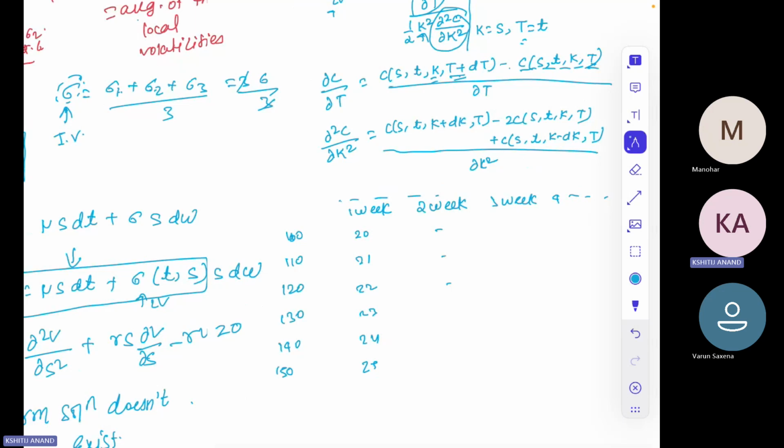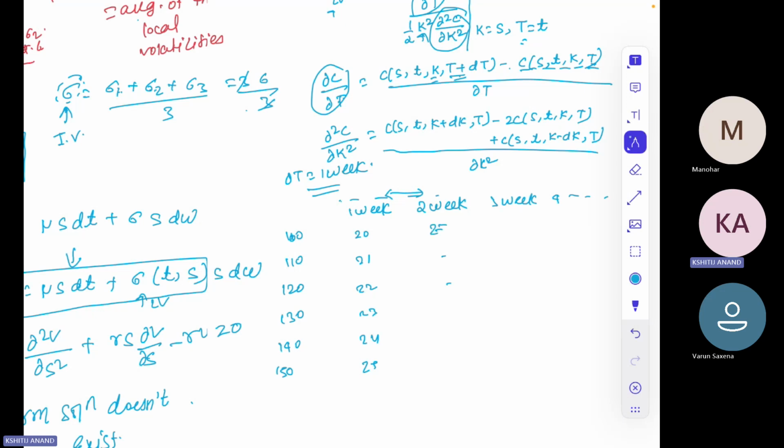Now once you have this kind of a sheet wherein you are having your option prices, that is the call prices corresponding to the strike price K and the time to maturity T, you can calculate dC by dT over here. Let us see how you are calculating dC by dT. Your dT can be 1 week, because the least difference that you are having is 1 week. So your dT, which is the change in time to maturity, is 1 week.